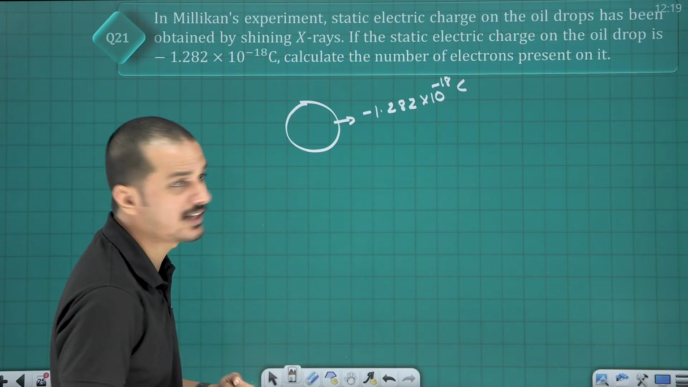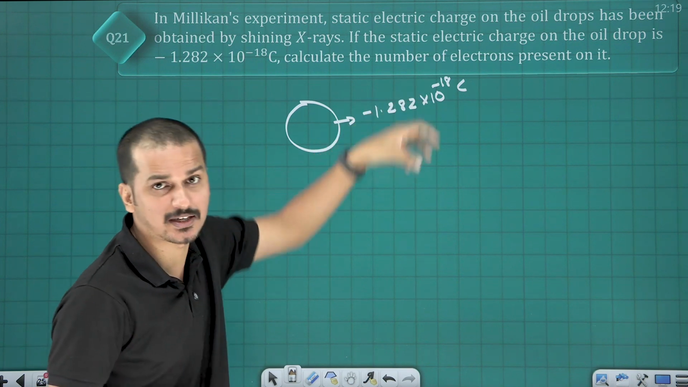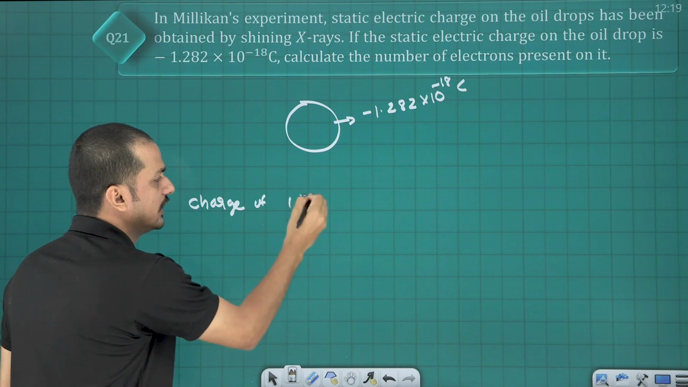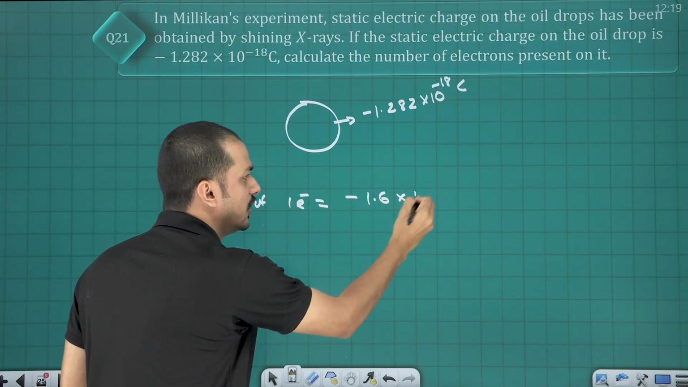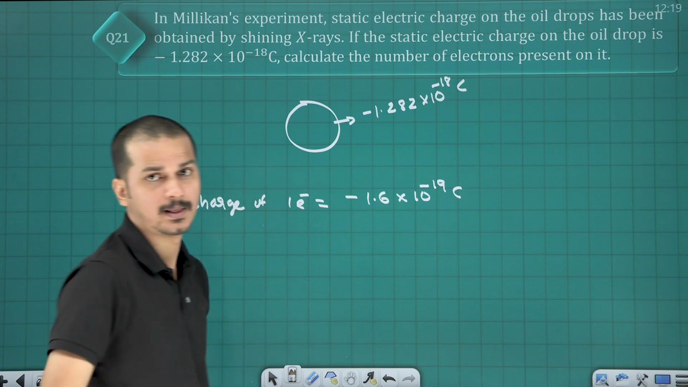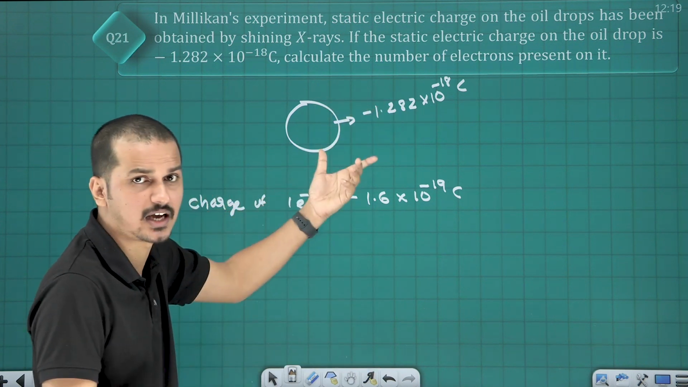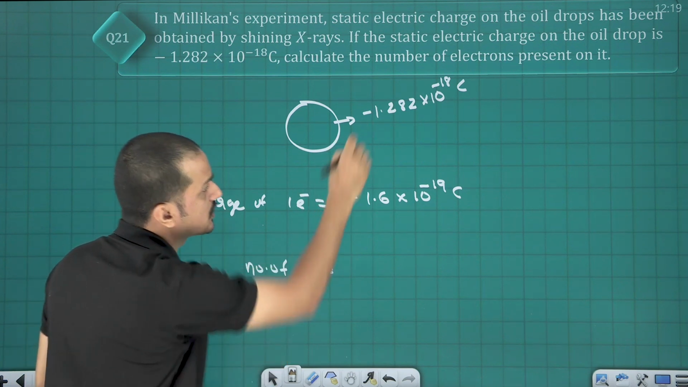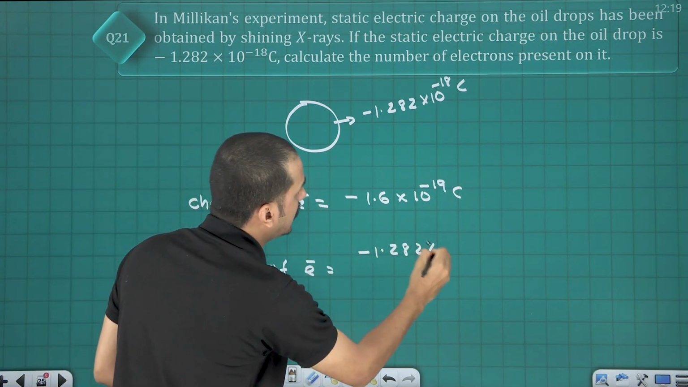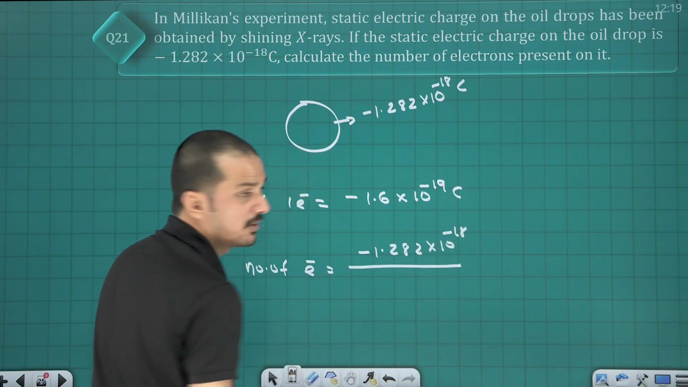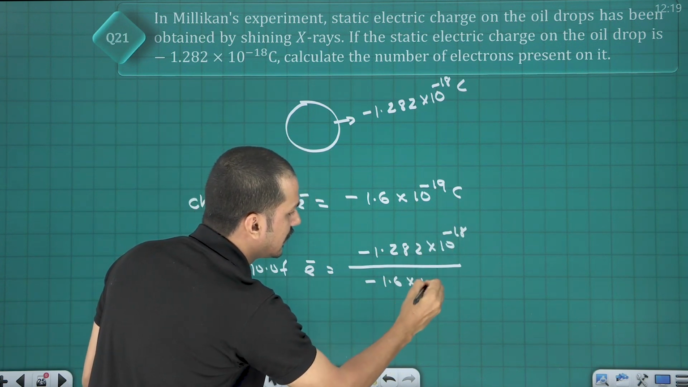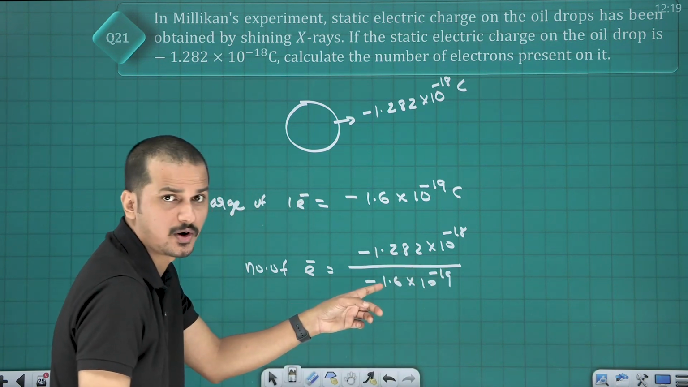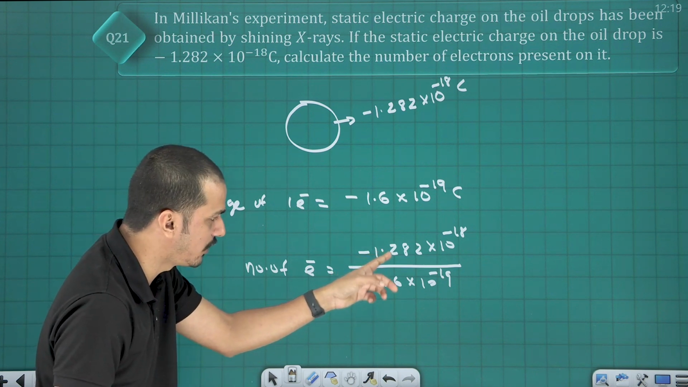And now they are asking how many electrons are present in it. We know the charge of one electron is minus 1.6 into 10 raised to minus 19 coulomb. So how can I calculate the number of electrons? Just divide by this charge. So the number of electrons equals minus 1.282 into 10 raised to minus 18 divided by minus 1.6 into 10 raised to minus 19. So whenever you divide this, 1.282 divided by 1.6. Okay, 1.28 divided by 1.6.